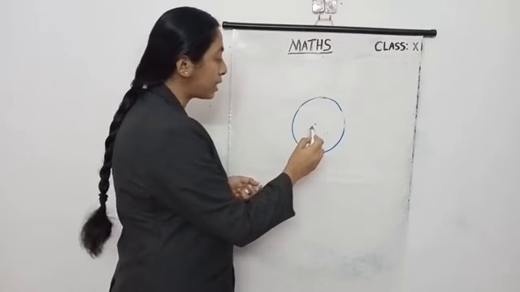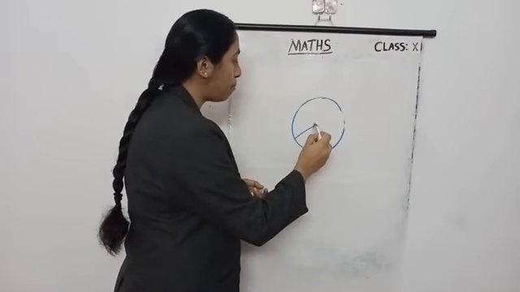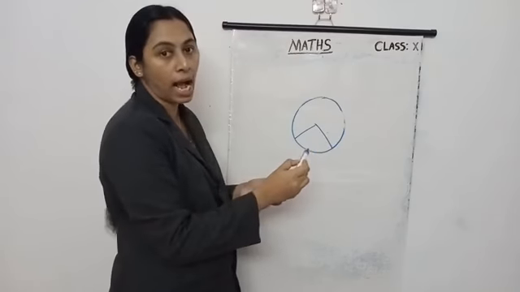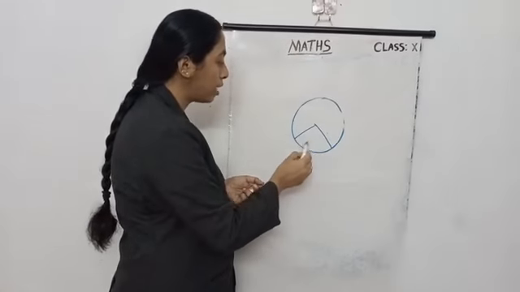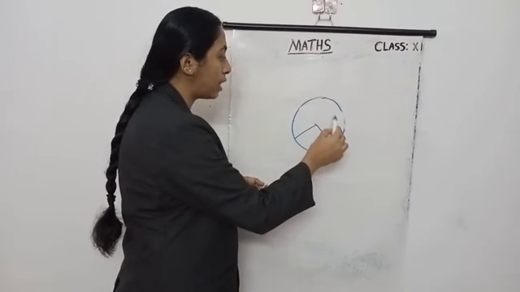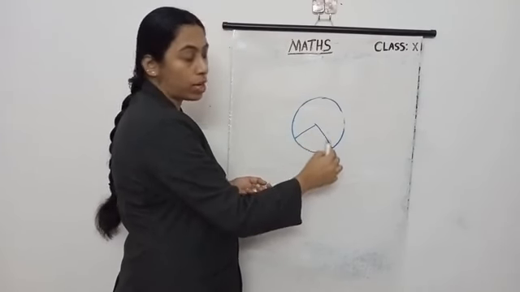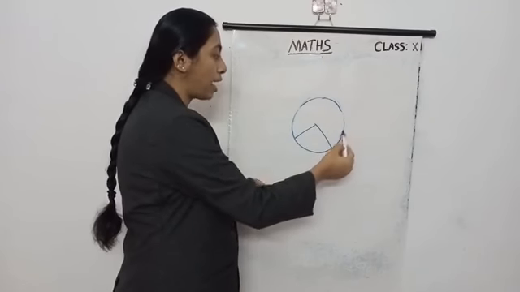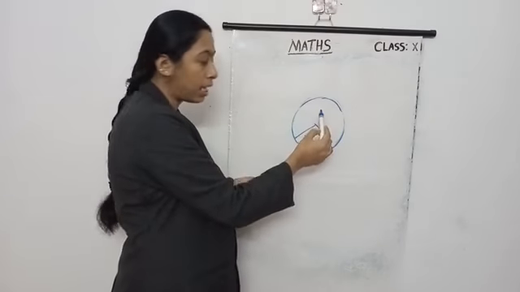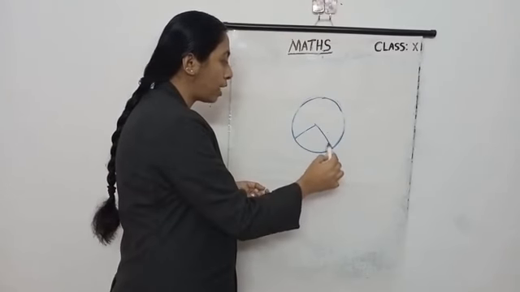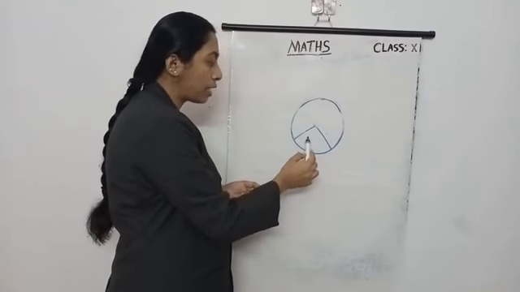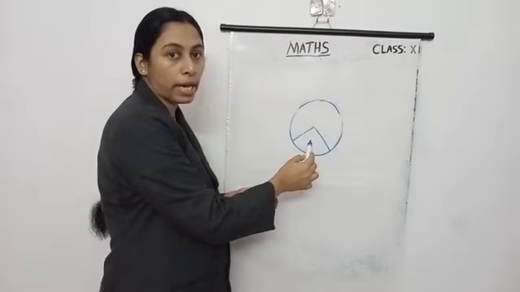Next is a sector. A sector is the area between 2 radii and the corresponding arc. This is one sector and the other sector is this one. These are 2 radii and this is one arc. So this is one sector, and in the same way, these are 2 radii and this is the arc. The region in between is also a sector.